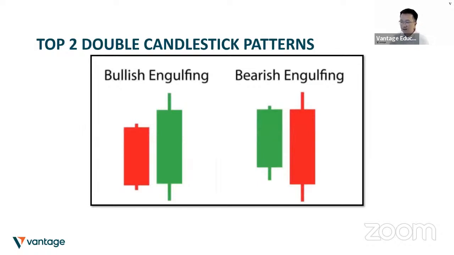Failing that, the next one we look at is the top 2 double candlestick patterns. And this is actually easy to spot. This is relatively easy to spot when you're looking at your charts. The first one, the bullish engulfing candle. What's a bullish engulfing candle? Imagine this is on the H4 time frame. For the last 4 hours, you have seen that price started here.